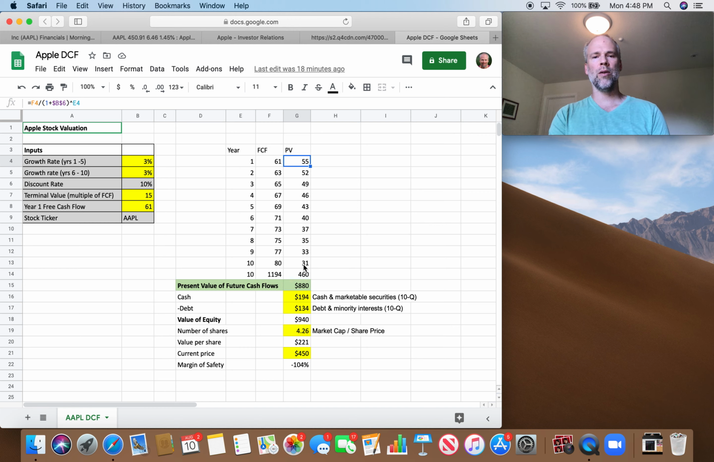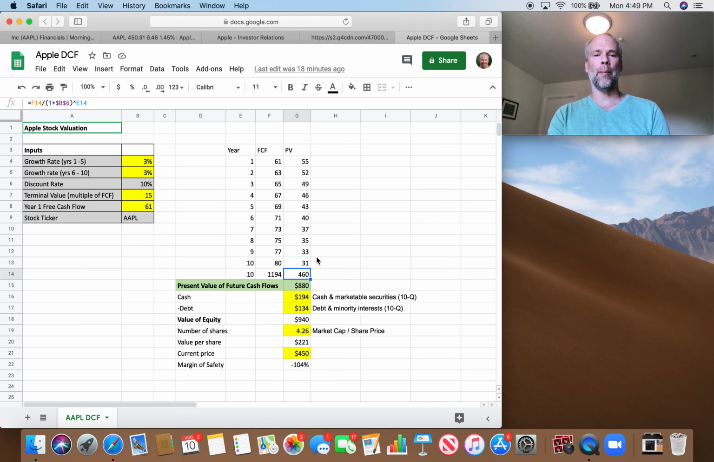And we're going to do that all the way through year 10. And then we're going to take the year 10 free cash flow, multiply it by this 15 multiple to get the terminal value. And then we're going to discount that terminal value back 10 years at a 10% discount rate. And essentially how you do that is you take this 1194, you divide it by 1.1 to the 10th power. And that's going to give you 460 billion in present value from the terminal value.